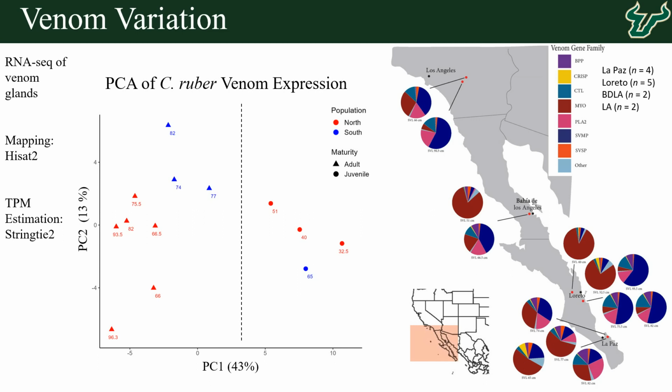To visualize the ontogenetic change, we can look at a single population here in Loreto. We see that smaller individuals' venom composition is dominated by myotoxin, labeled here in red. The larger individuals' venom composition is dominated primarily by SVMP in blue, CTL in teal, and PLA2s in pink. Geographically, we see an adult individual here in the north whose venom is dominated primarily by the SVMP, CTL, and PLA2. In the south, adult individuals appear to have a greater proportion of myotoxins in their venom.